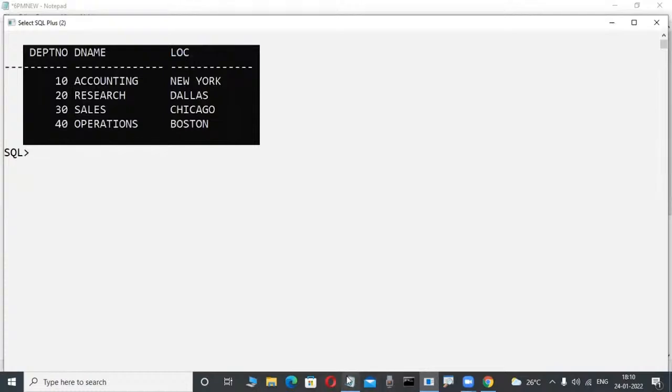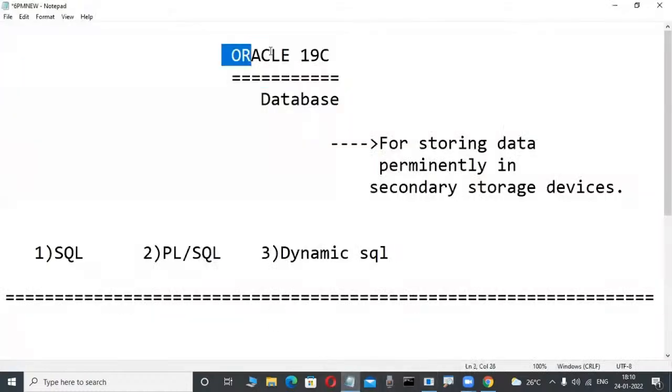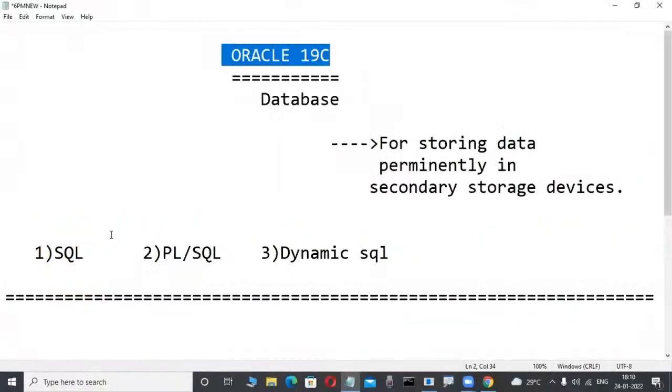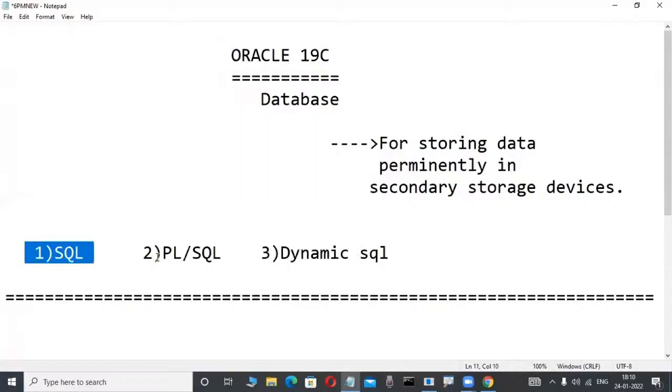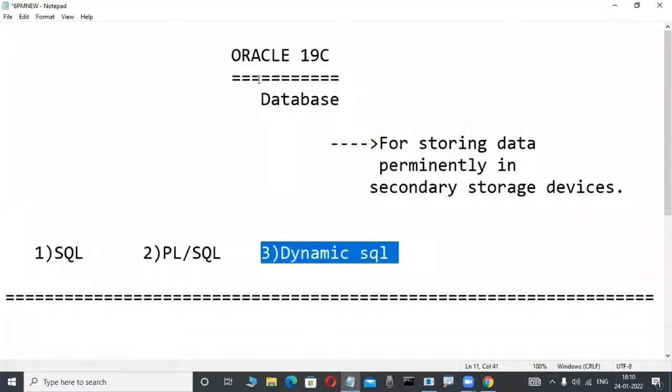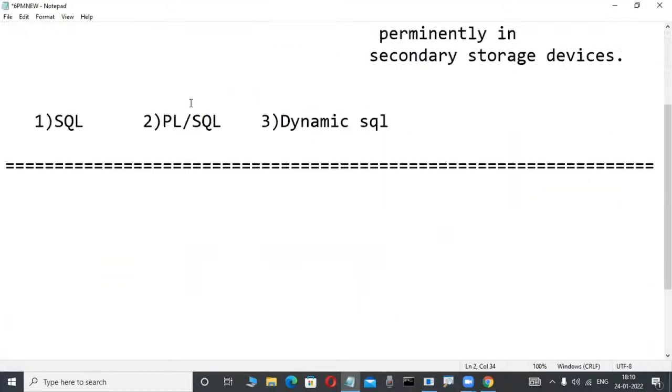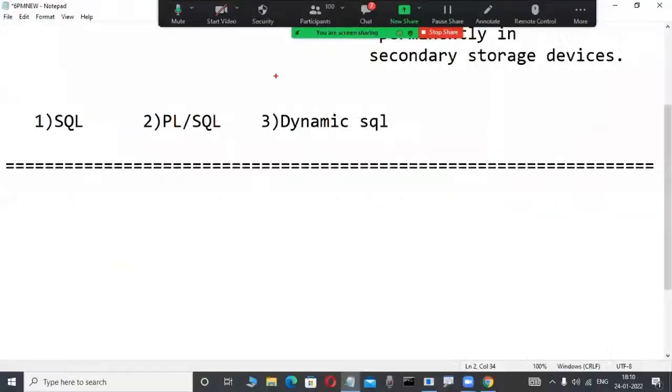Now for operating these relational data model products, one universal language is there. What is that? SQL, structured query language. But for the Oracle product, not only the SQL language, three languages are there. One is SQL, another is PLSQL, procedural language extension for SQL, and another is dynamic SQL. Anybody learning an Oracle course anywhere in the world, in that course they are told about these three languages.